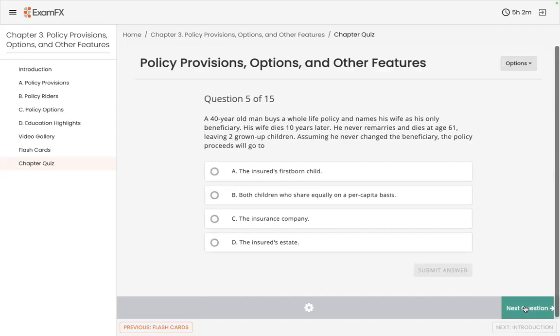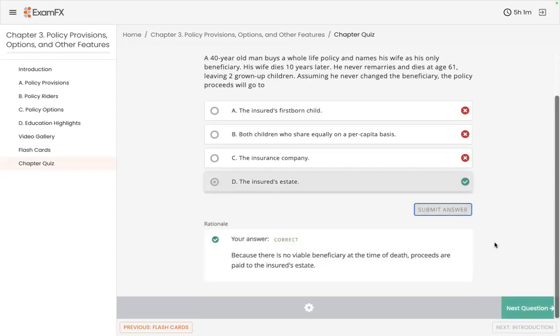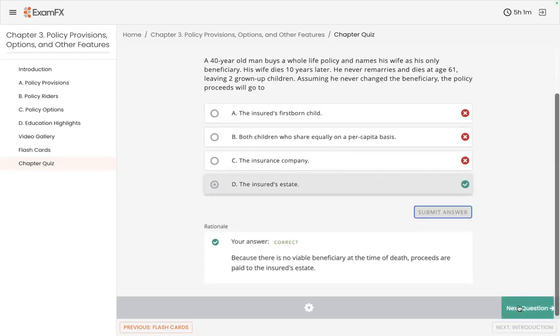A 40-year-old man has a whole life policy and names his wife as his only beneficiary. His wife dies 10 years later. He never remarries and dies at age 61, leaving two grown children. Assuming he never changed the beneficiary, the policy proceeds will go to his estate, the insured's child, both children equally, or the insurance company. Yeah, his estate. If he never updated it, it would be his estate because his beneficiary already died. Yep. Yeah, the insured's estate. Because he didn't put the kids as beneficiaries, contingent beneficiaries.